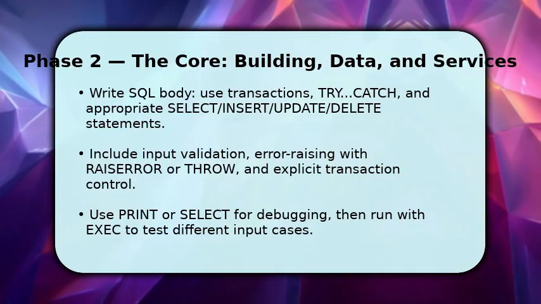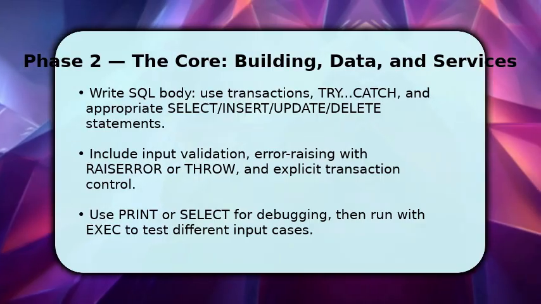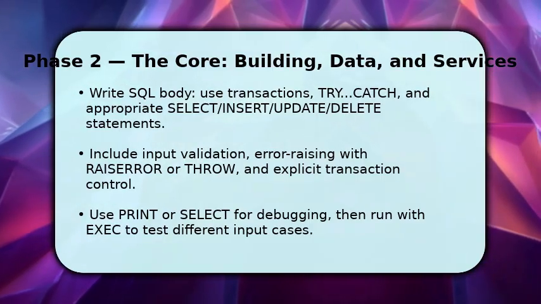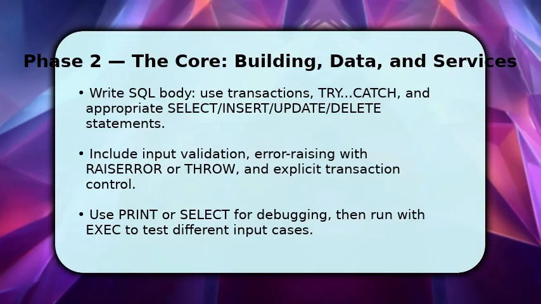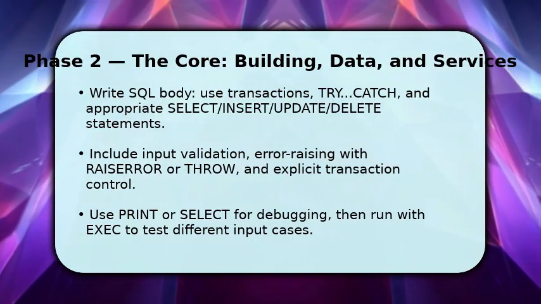Run incremental tests with EXEC procedure_name @ID = 1 to observe behavior, then adjust returned result sets or output parameters. This step ensures the procedure does what you expect before you finalize permissions.